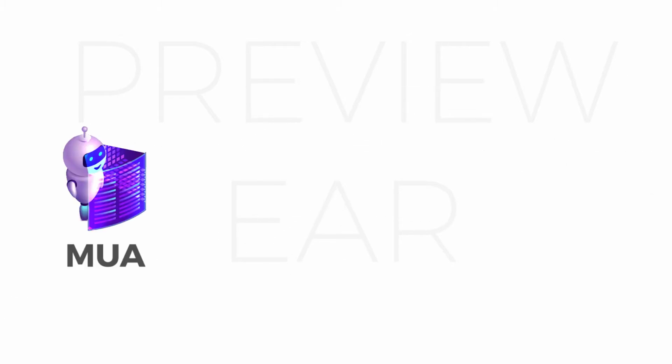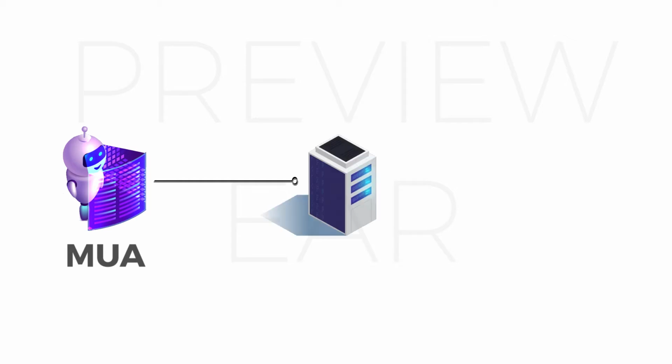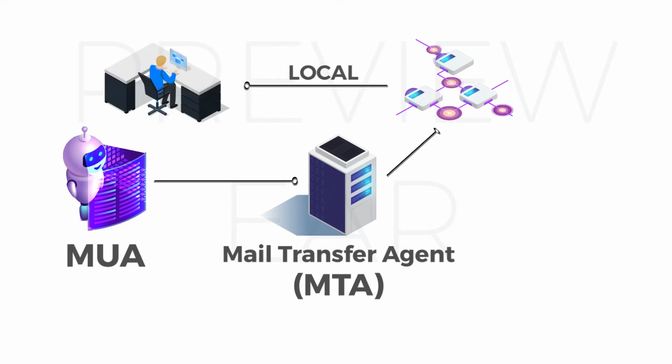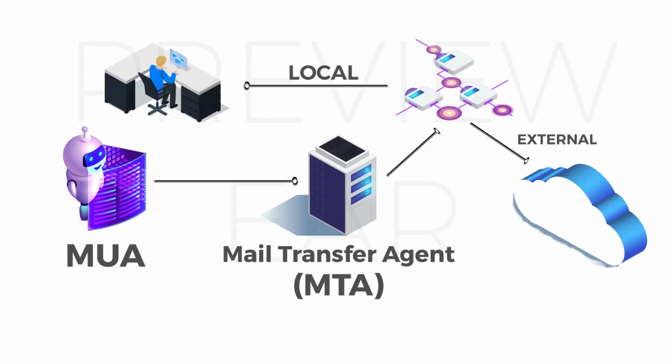Step 2. Sender's MTA routes the email. The sender's MUA transfers the email to a mail transfer agent, MTA. The MTA accepts the email, then routes it to local mailboxes or forwards it if it isn't locally addressed.